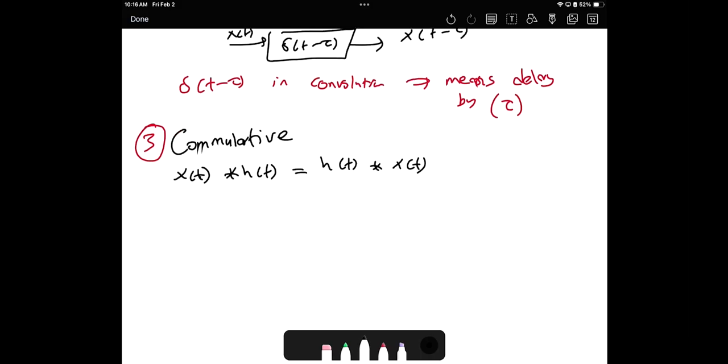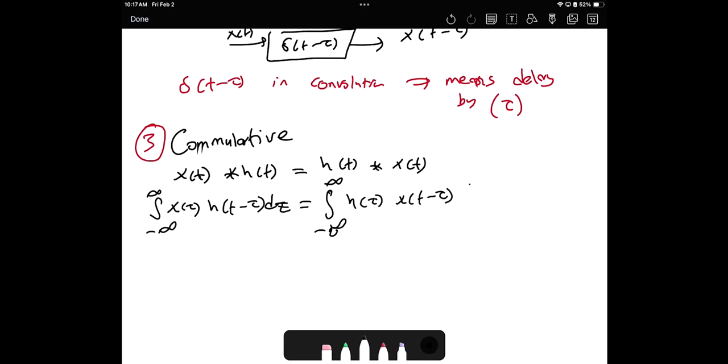So, what does this mean in integration? This means the integration from negative infinity to infinity of x of tau, h of t minus tau, d tau equals the integration from negative infinity to infinity of h of tau, x of t minus tau, d tau. So they are both equal to each other. No matter if we make the shift at h or shift at x, they're both the same.